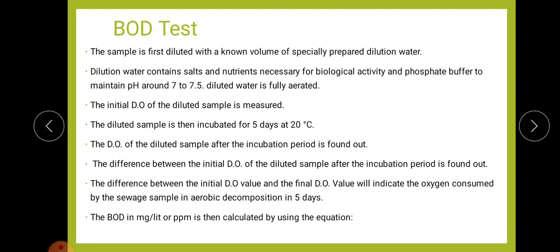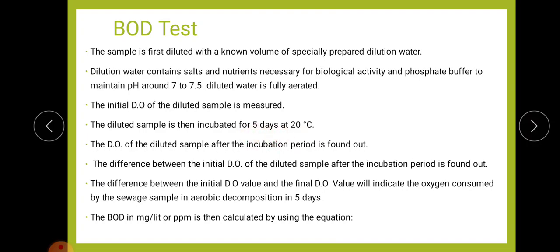Next, the BOD test. For that, a sample is first diluted with a known volume of specially prepared dilution water. The first step is to dilute the sewage, and the dilution water contains salts and nutrients necessary for biological activity and a phosphate buffer to maintain pH around 7 to 7.5. The dilution water is fully aerated. Next, the initial dissolved oxygen of the diluted sample is measured by a method like the Winkler method. The diluted sample is then incubated for 5 days at 20 degrees centigrade, since we are taking carbonaceous oxidation only.